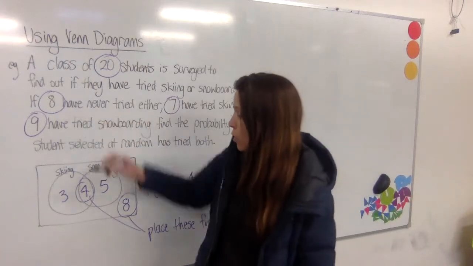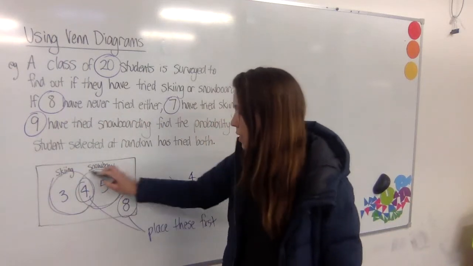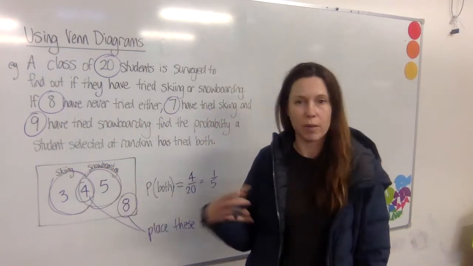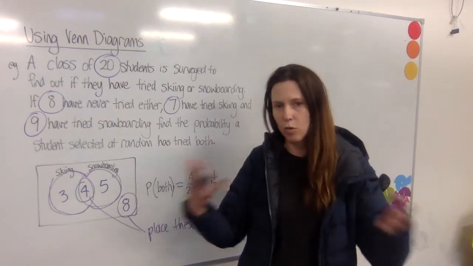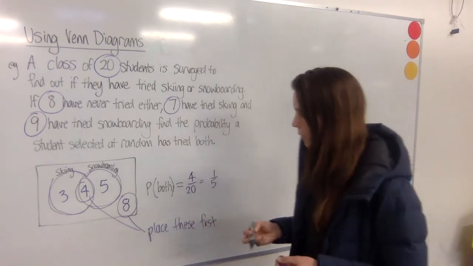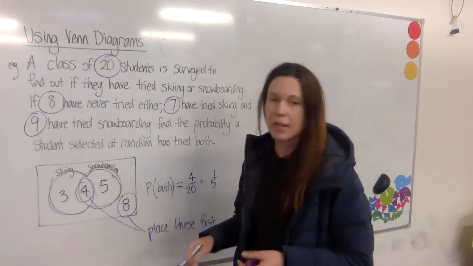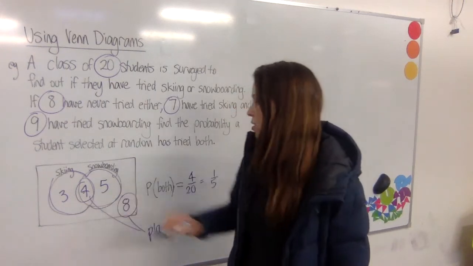And if you know that 12 are in the union of the 2 sets, there must be 8 who are completely outside the set. So it's an either-or situation. Once you've put these 2 numbers in, then figure out these 2 carefully.